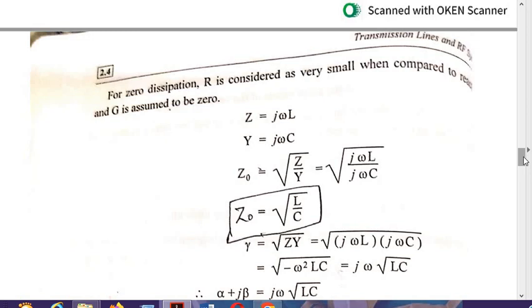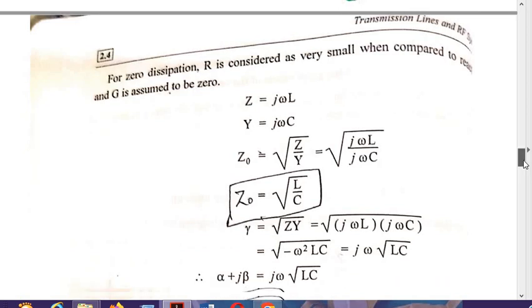Similarly, Y is equal to G plus J omega C, and the assumption we made is G is considered as 0. So here the value of Y becomes J omega C. So what will be the value of Z0? Root of L by C. Next we can see the propagation constant, alpha plus J beta, that is root of Z by Y. If you substitute that, we can get the value of propagation constant as J omega into root of LC.